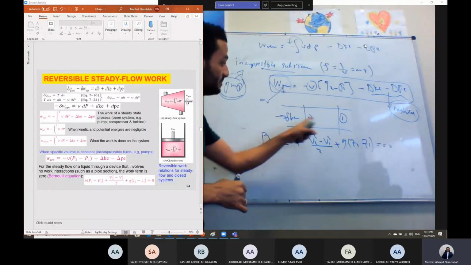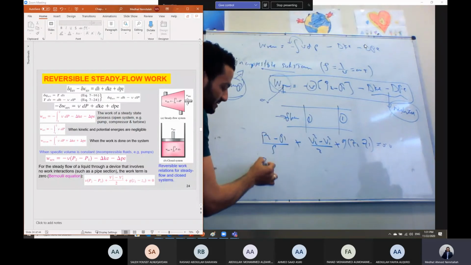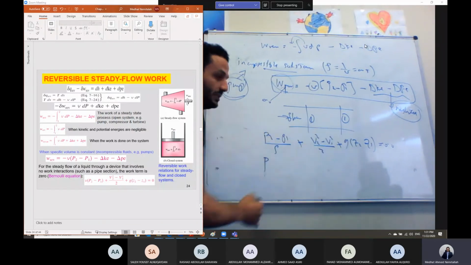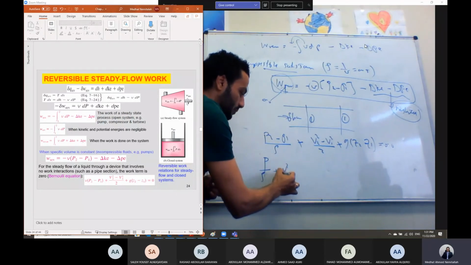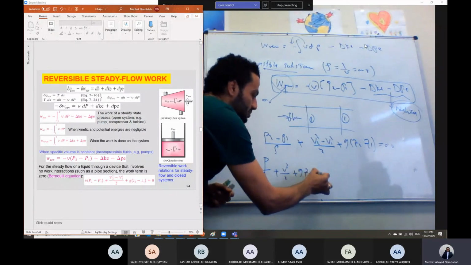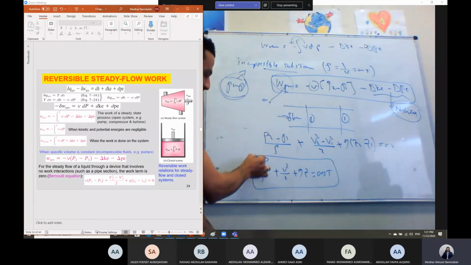This is the difference in energy between state 2 and state 1. Or we can say the energy at state 2 will equal the energy at state 1. Or we can say in general, V over rho plus V squared over 2 plus gZ will equal a constant at any cross section. Have you seen this equation before?